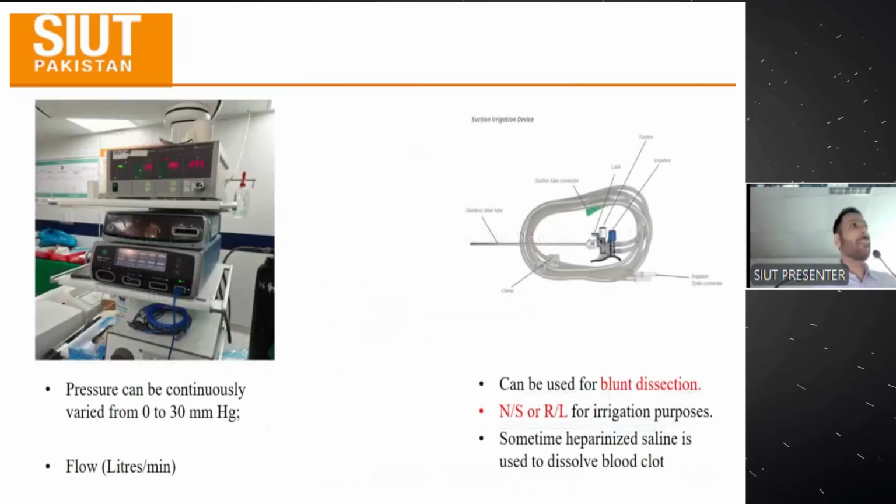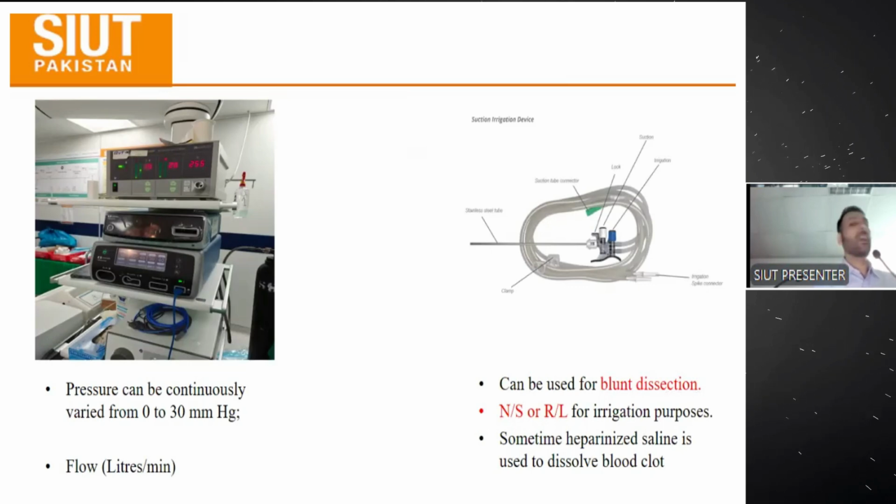On the left side, this is the insufflation system. The insufflation system's work is to provide the gas during the pneumoperitoneum. So it shows you the pressure as well as the flow of the gas, which is measured in liters per minute.